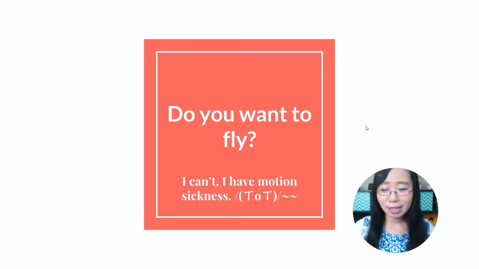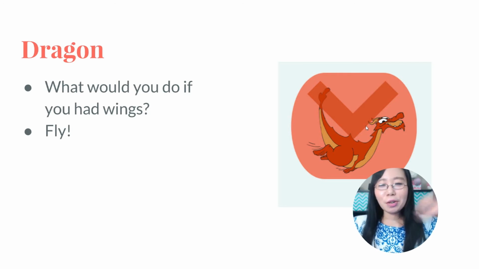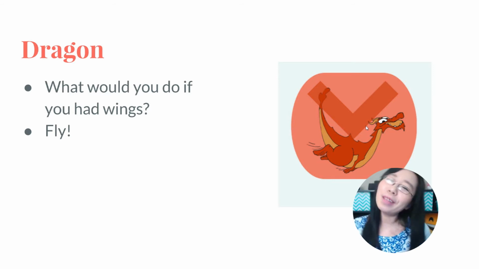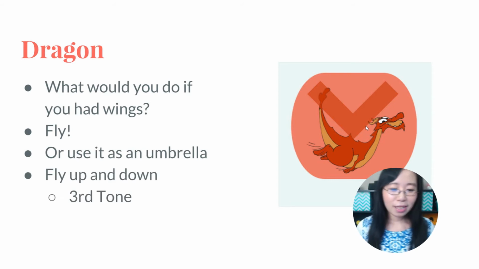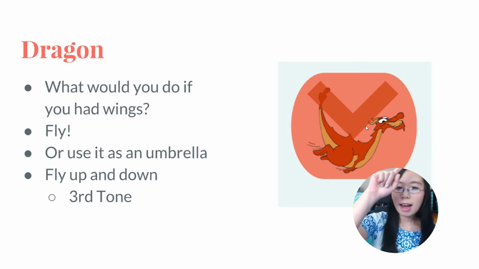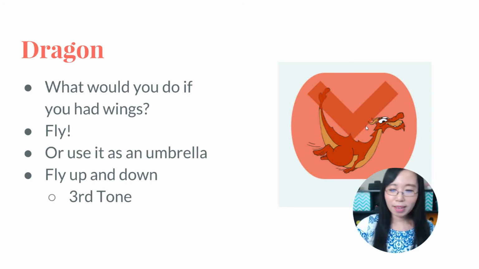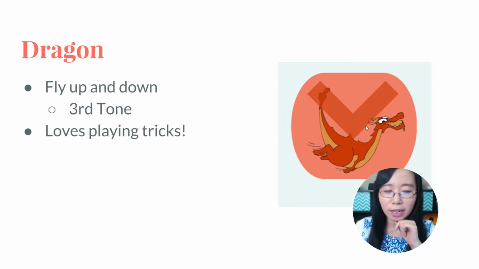Scratch that. Let's continue. Okay, so what would you do if you had wings? Fly, right? You're not just going to have wings to make yourself look good or look different, right? Hopefully you'll use those wings and fly. Or use it as an umbrella, right? So when you think of flying, you have to use your wings like going up and down in this motion. So that flying motion, up and down, it's like our 3rd tone that goes high, down, and then high again. So when you see the dragon, he represents the 3rd tone. And this dragon loves to play tricks.